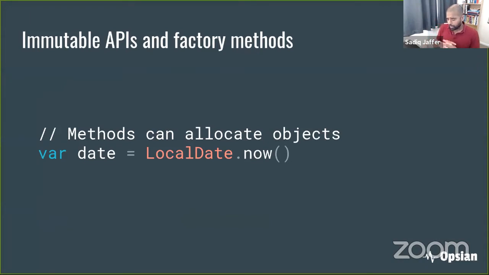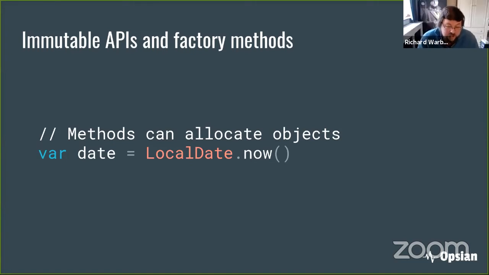The other thing is immutable APIs and factory methods. Now, this is a pretty simple method call here. You maybe expect it to allocate, well, you do expect it to allocate a local date, but Richard has a pretty traumatic experience with it.